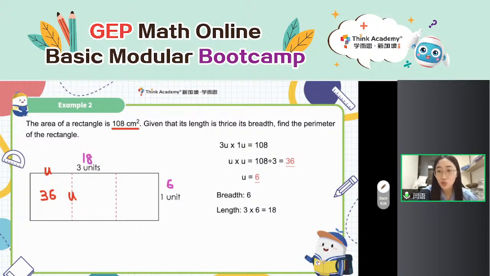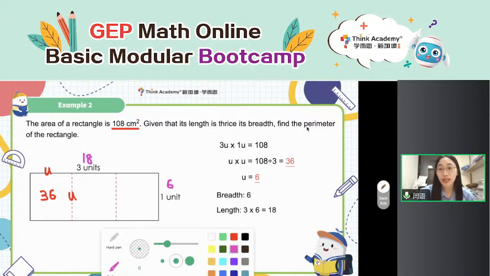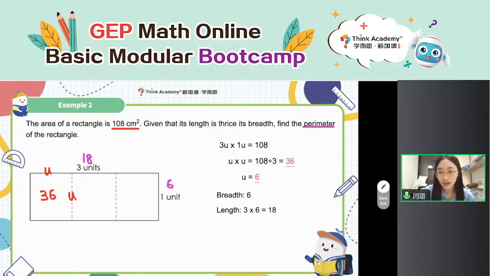Then following this, what should we do? Back to the question. The question is asking you what is the perimeter of the rectangle. So following this, yes, add them up and then times 2. So here we can get 18 plus 6, then times 2, which is 48. Okay.